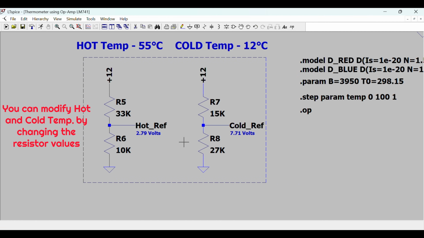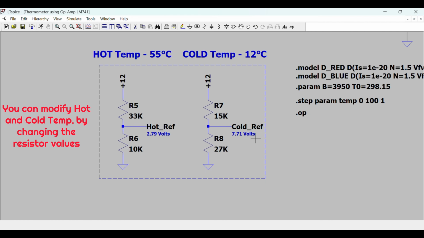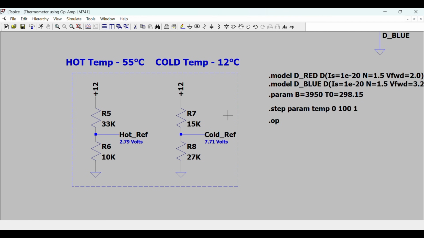Similarly, resistors R7 and R8 generate the cold reference voltage. The value obtained here is approximately 7.71 volts. This voltage represents the cold temperature threshold.